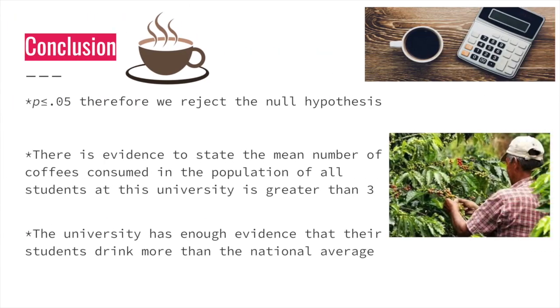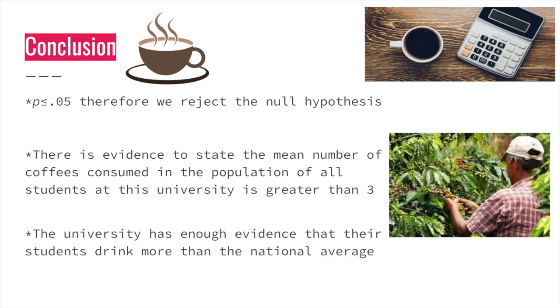Conclusion. The p-value is the probability of obtaining test results at least as extreme as the results actually observed, and since the p-value is 0.0001, there is sufficient evidence, and we can reject the null hypothesis as it is less than the significance level of 0.05. There is evidence to state the mean number of coffees consumed in the population of all students at this university is greater than 3. To conclude, the university has enough evidence that their students drink more than the national average.